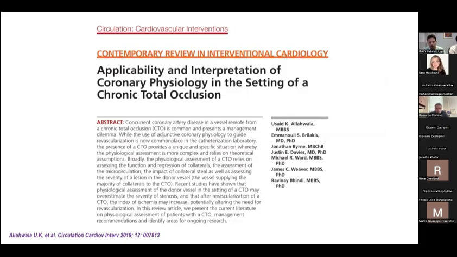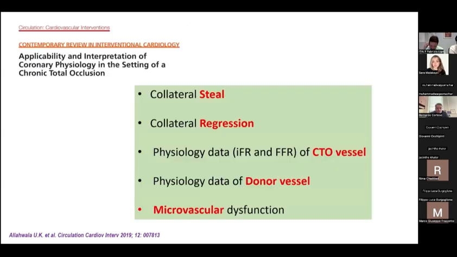But the question is, what is the applicability and interpretation of coronary physiology in the setting of chronic total occlusion? When we speak about this topic, we introduce 5 parameters. So we have the concept of collateral steal, and collateral regression in the setting of CTO, clearly.